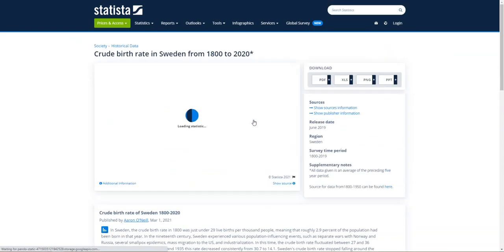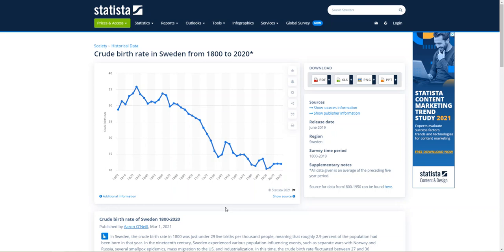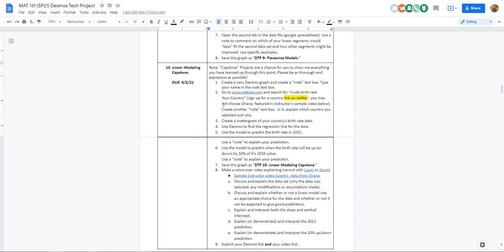So let's take a look at this birth rate picture here. Most countries are going to have something like this where it's going to jump around a little bit and then you might see a general overall trend. So when I look back at the project questions, you're going to search for a country. I did also note to already do another project on Ghana. And so you can look at my sample video here from Ghana and watch what I talked about in that video for an example of what you need to do.